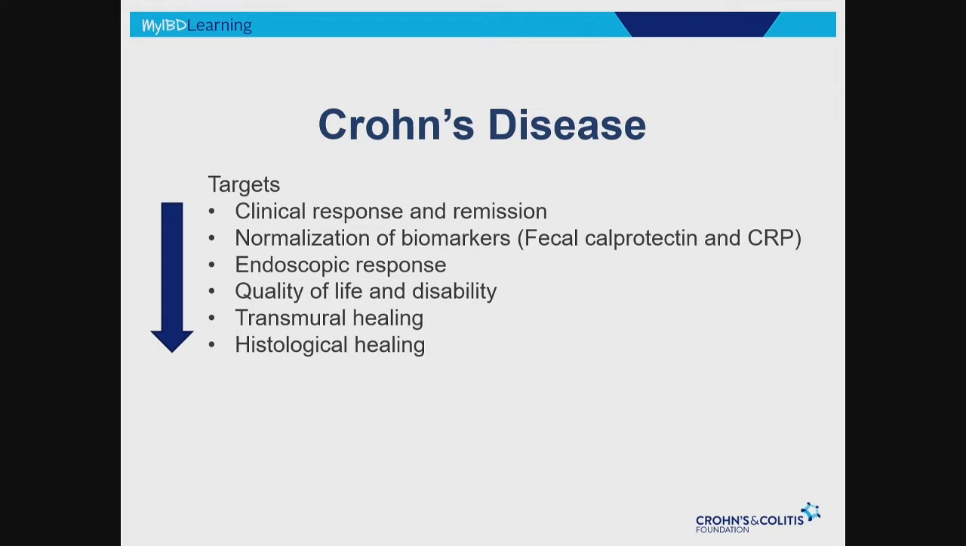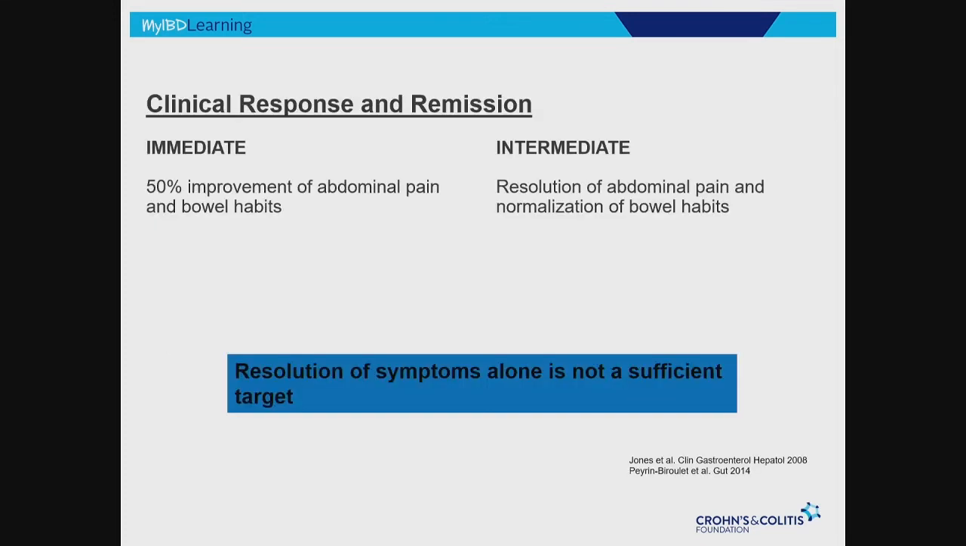So we start off with clinical response, and then normalization of those biomarkers, endoscopic response, obviously talking about quality of life, transmural healing, and then I'll talk a little bit about histologic healing, and we'll target all of these individually. So remember, immediately after starting therapy, that immediate target is how much is better. I want to see that my patient's symptoms, 50% of it gets better right after induction.